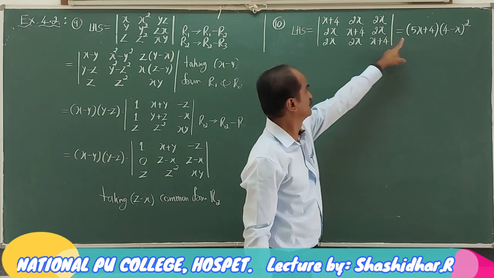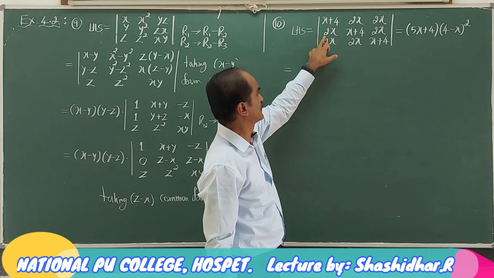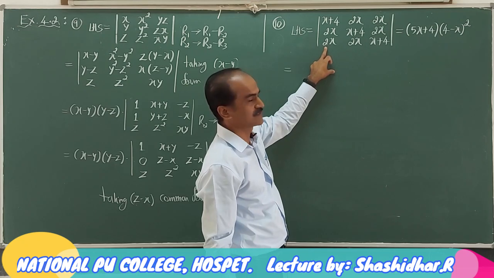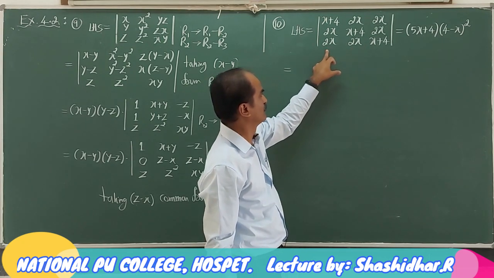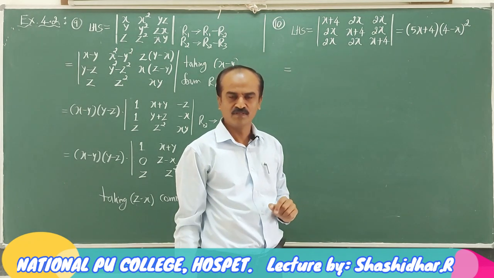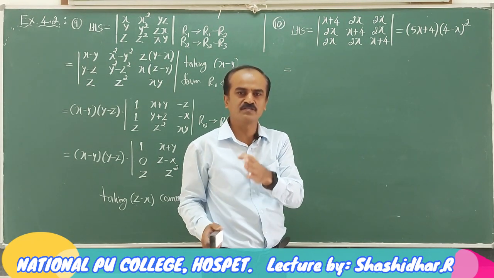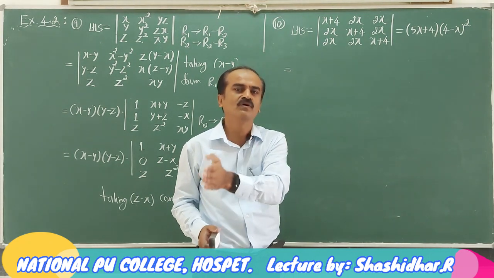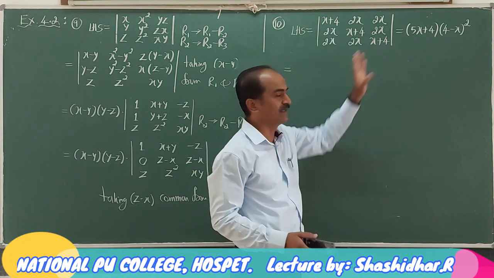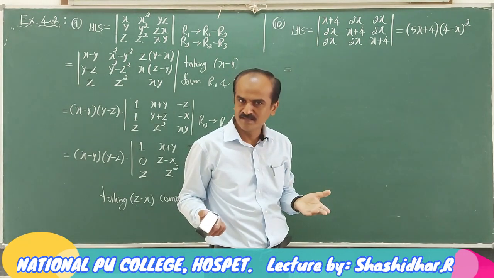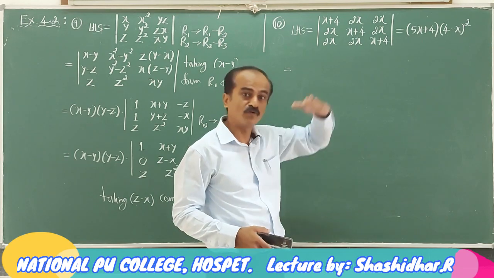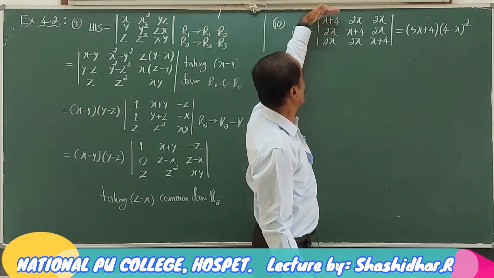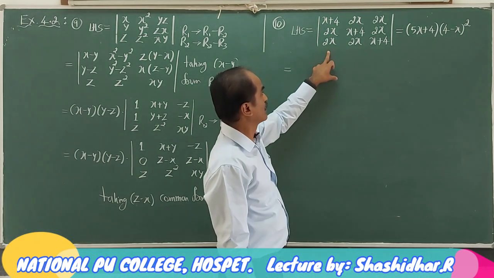In column 1, you are going to get 5x plus 4. For this element, x plus 4 and 2x are added. You will get 5x plus 4. For this 2x, I need to add 2x and x plus 4. Once again, you are going to get 5x plus 4. So by changing column 1 changes to column 1 plus column 2 plus column 3, that is by adding column 3, column 2 to column 1, all the elements in the first column will be 5x plus 4. Either this, or if you observe the row wise addition, I am adding R3, R2 to R1. Even then also, you are able to get 5x plus 4.